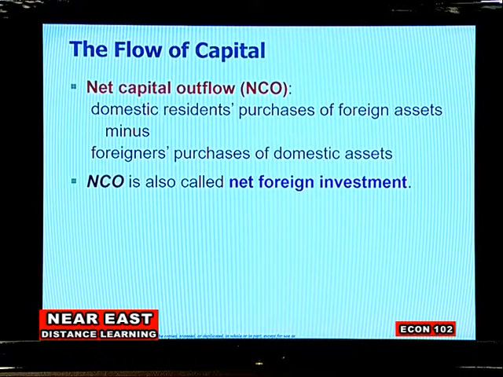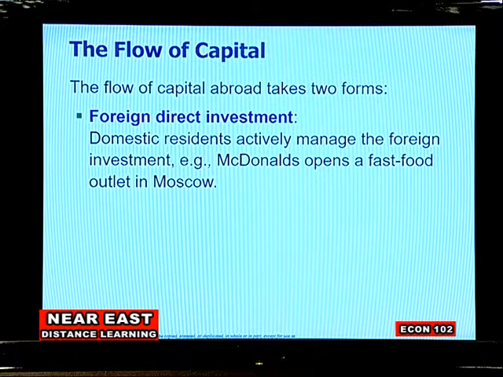Net capital outflow is also called net foreign investment in economics. The flow of capital abroad can take two forms. It can take the form of foreign direct investment, which is when residents actively manage foreign investment, e.g. some McDonald's that we have and other foreign investments within the economy can be called foreign direct investment, and they're mainly managed by the locals.